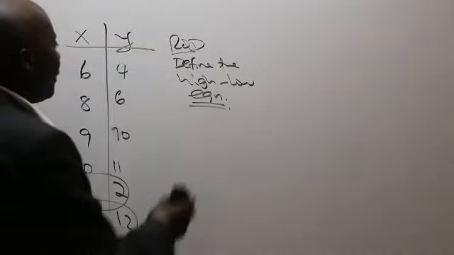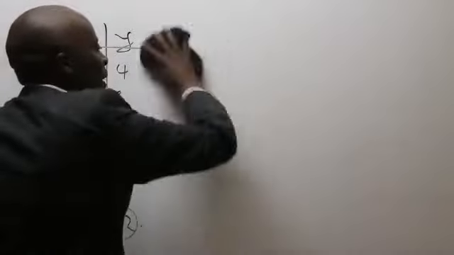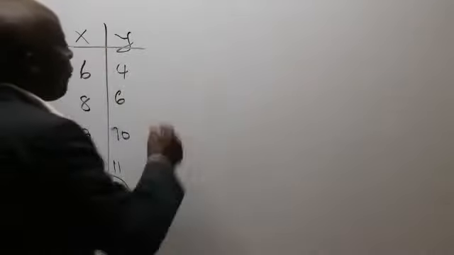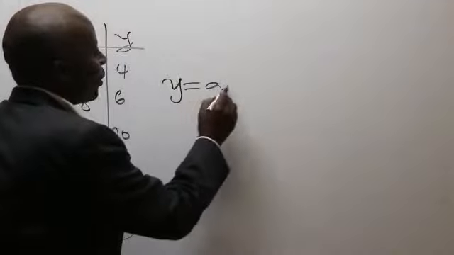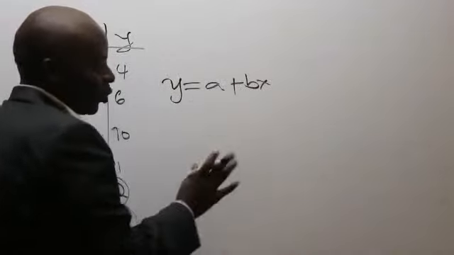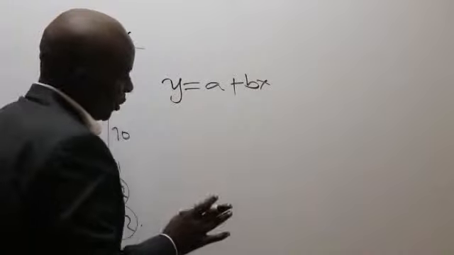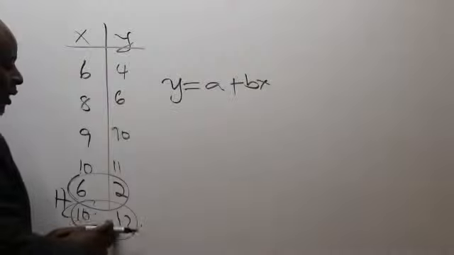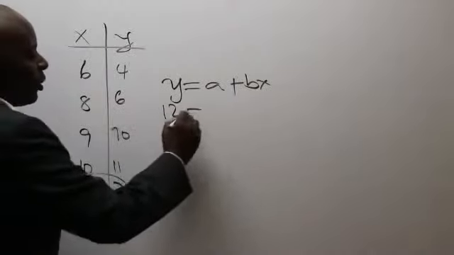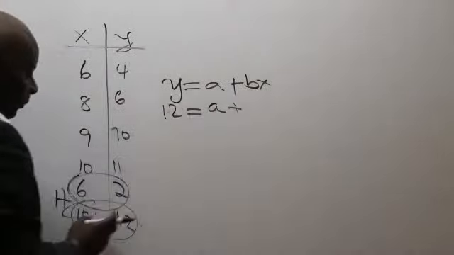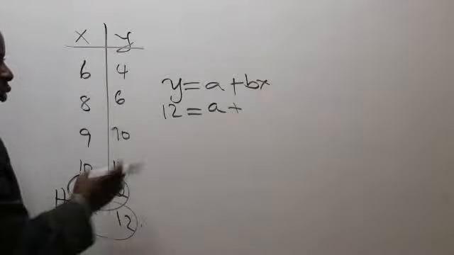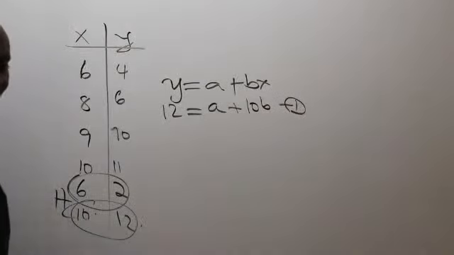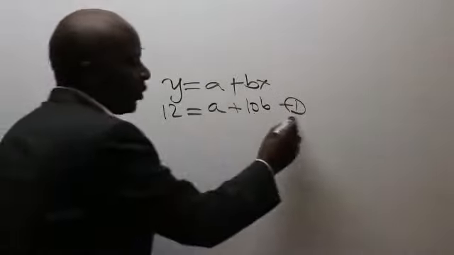Now, the moment I have that, then straight away I'll have to recall the formula. My formula here is y equals a plus bx. That is a straight line high-low equation. I'll begin with the highest first. So the highest, y is 12. So we have 12 equals a plus bx, x is 10. So that becomes 12 equals a plus 10b, equation 1.